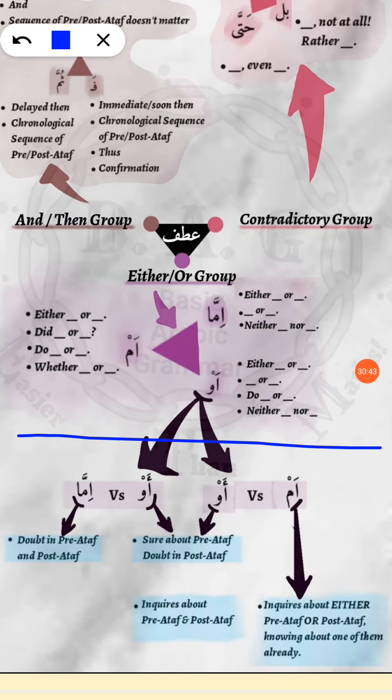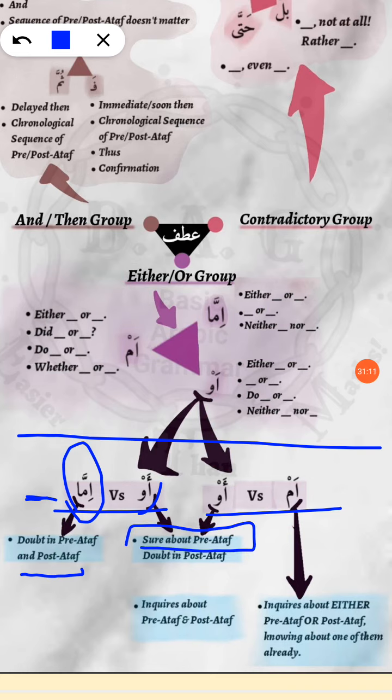But here it is. All right, so you have o versus imma, and then o versus am. Now first let's do this. So what happens in imma? If you have used imma, then there is going to be doubt in the pre-ataf as well as post-ataf portions of the sentence. So the doubt remains in pre-ataf as well as post-ataf. But in o, the person is sure about the pre-ataf, that this thing is true, or he has complete information about pre-ataf. There is doubt only in the post-ataf portion of the sentence. I hope that this is clear.